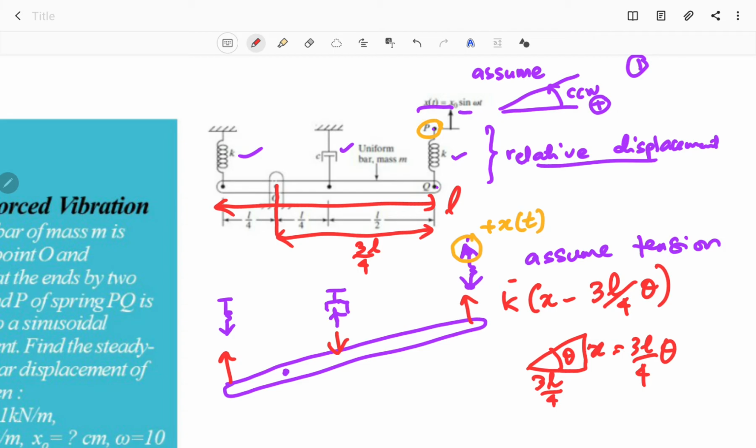Okay, then this one is easy. So this distance here is L over 4. So you will just have K L over 4 theta. And here you have C L over 4 theta dot.